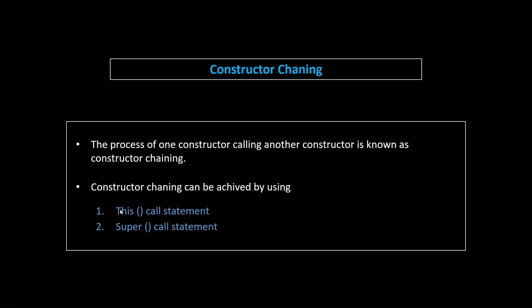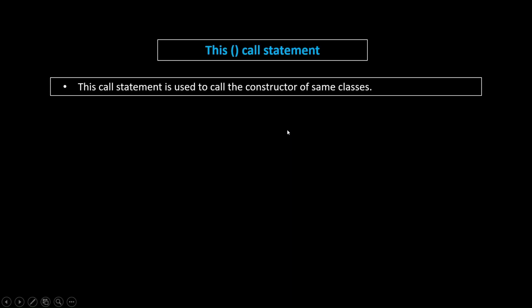In this video, we will learn the this call statement in Java. We will learn the super call statement when the inheritance topic starts. Until then, we will not discuss the super call statement. So let's see what the this call statement is. Basically, the this call statement is used to call a constructor of the same class. As the name says, you have to call a constructor in the same class to avoid boilerplate code.